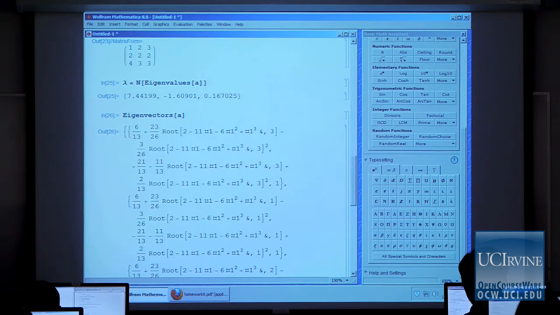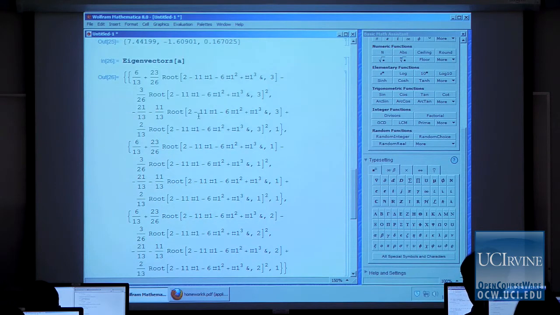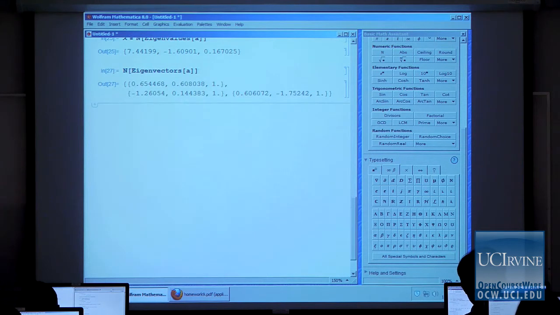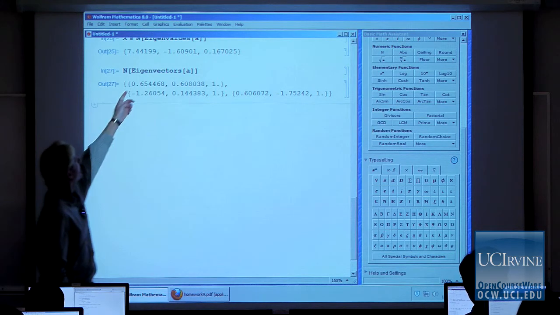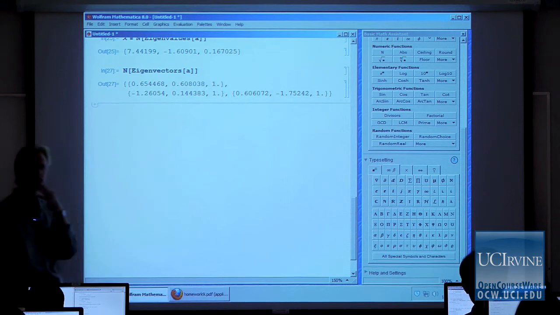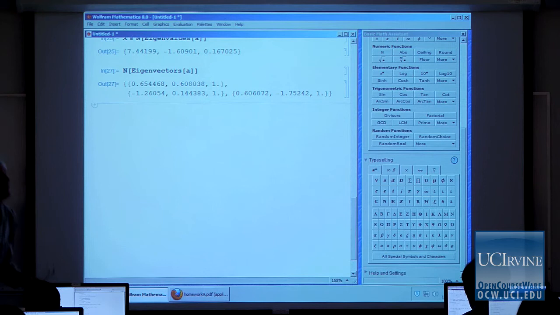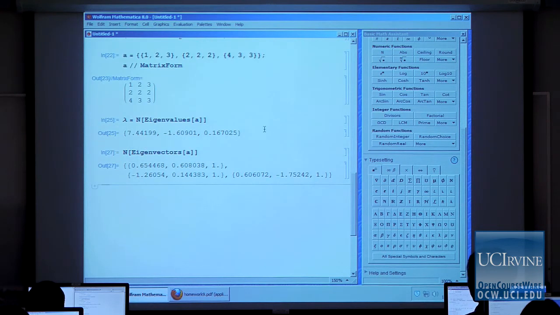Right. And you see that also looks like garbage. So we can just go ahead and put the N out in front around it here. And we get, as expected, 3 vectors, so a list of 3 vectors, each of which has 3 elements, right? Because we're working with a 3 by 3 matrix. Okay, so if we were interested in solving the eigenvalue problem for the eigenvalues and eigenvectors of this matrix, then we're done. See how easy it is.